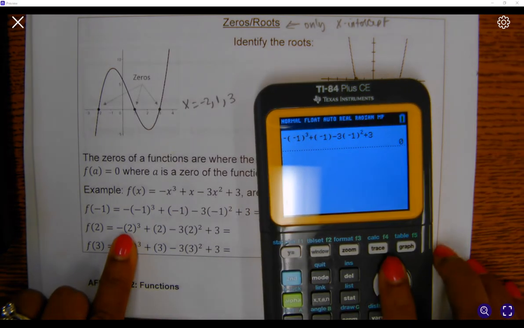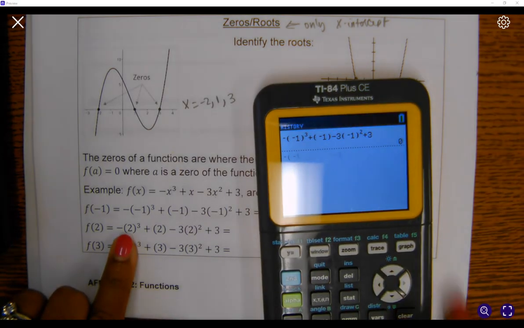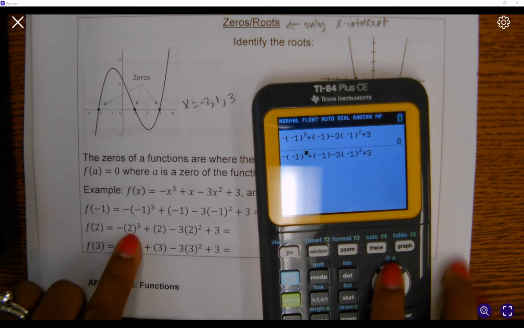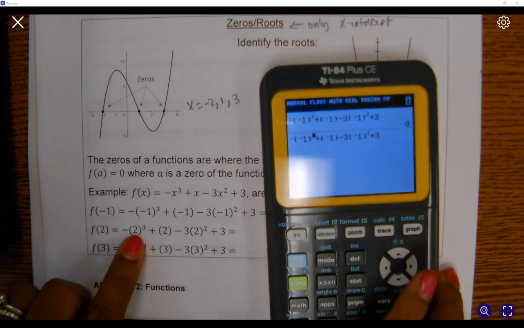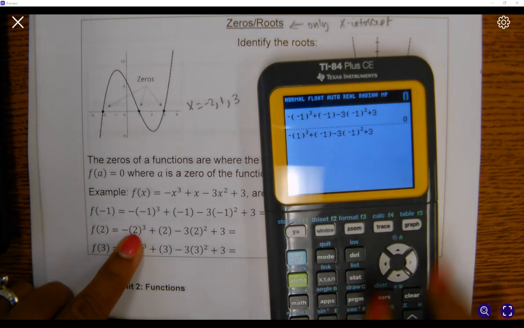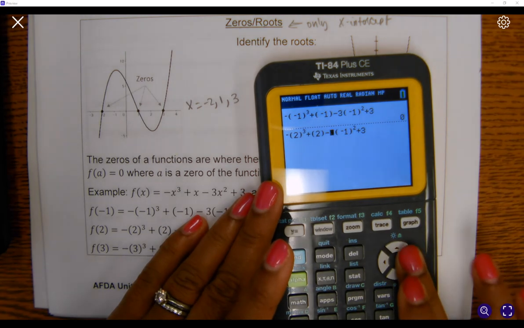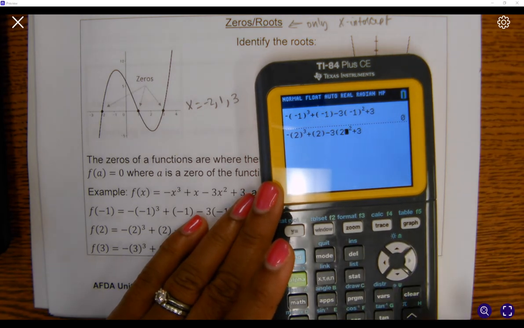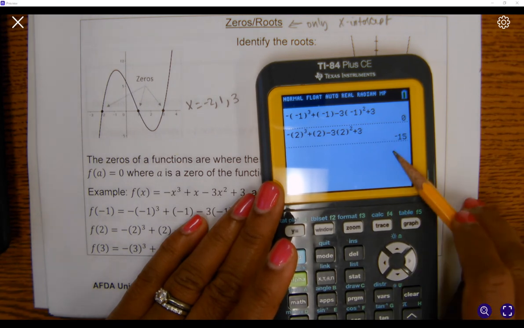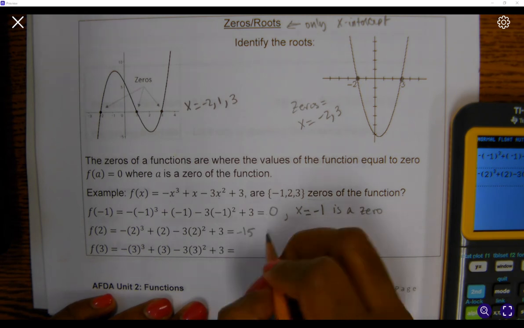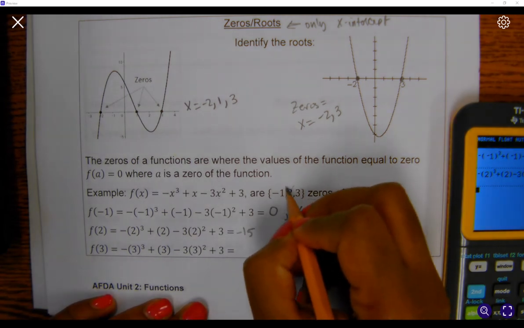Same thing here. So over here, same thing. I'm just going to change all of the -1's to, we're checking if 2 is a zero. So let's check 2. I'm just going to quickly plug it in. 2. And again, once I plug 2 into the function, do I get a 0? No, I do not get a 0. I get a -15, which means that 2 is not a zero of a function.